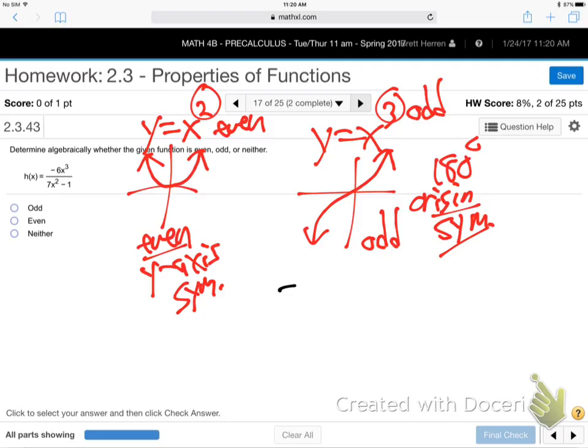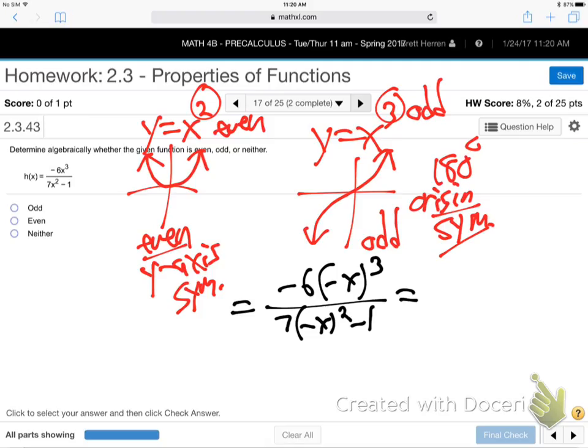So plug in negative x for x. And that's going to be what? Positive on the top, right? Four negative signs all together up there. And positive here. So we get that? Is that good so far? I didn't make any mistakes there. Yeah, looks good. Everybody see how I got positive here? Because there's four negative signs up top, right?